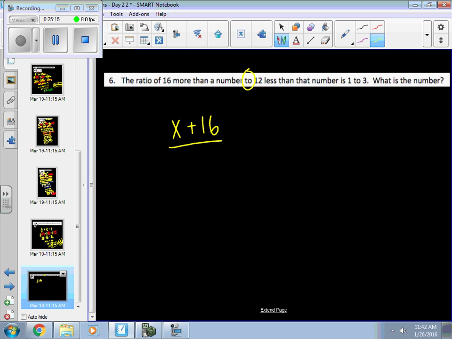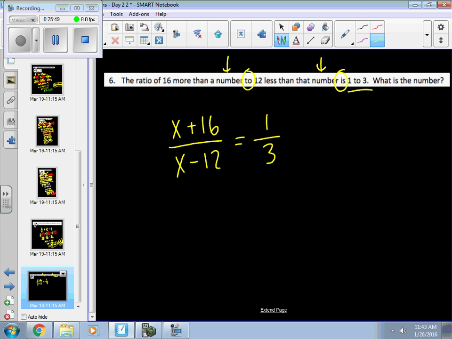The 2 tells us now we're switching the part of the ratio that we're looking at. So over 12 less than that number. Okay, so this is referencing that same number we were talking about here. So x, and if it's 12 less than that, that would be minus 12. Is, in math, is always a key word for equals. And now we got another ratio over here. 1, 2 means we're switching sides of the ratio. 3. So they want us to figure out what would make this equal to each other.